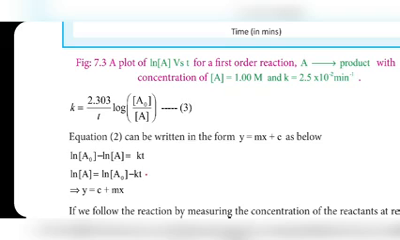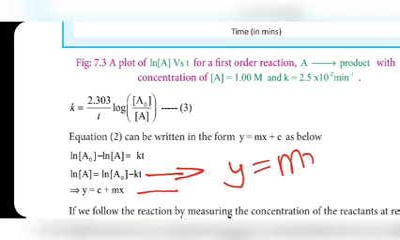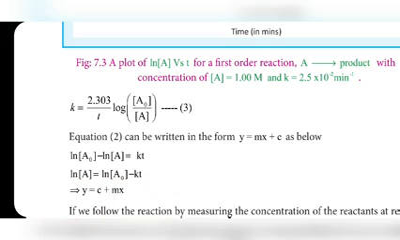From this equation, we are comparing this equation and this equation. That means this equation looks like y is equal to mx plus c. Here y means log a, c means log a naught, x means t, m means k. m means slope, that is equal to k.